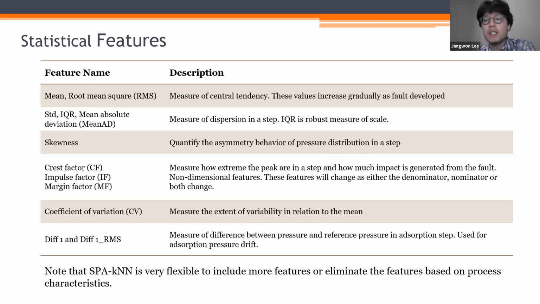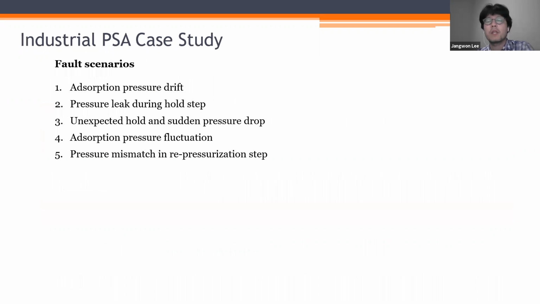One noticeable point is SPA-KNN is very flexible to include more features or eliminate features based on the process characteristics. We used the industrial PSA case study to demonstrate the performance of the SPA-KNN method. Among 5 fault scenarios, the first 4 are simulated faults, while the last one is an actual fault from industrial data. The simulated faults are generated based on faults observed in actual operation.